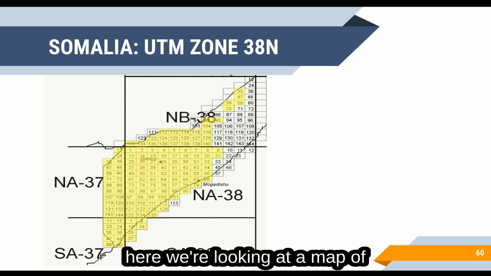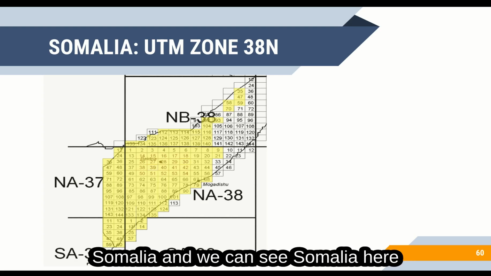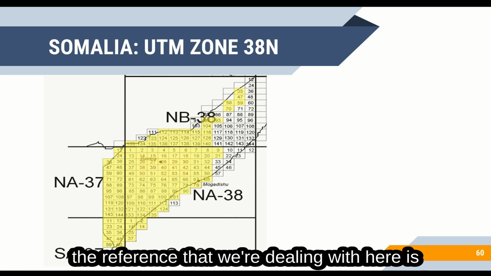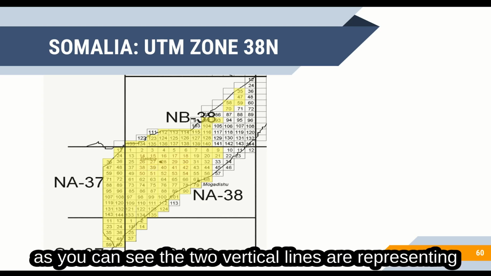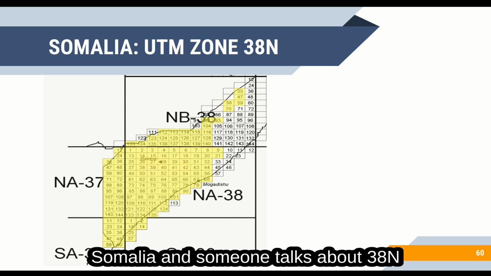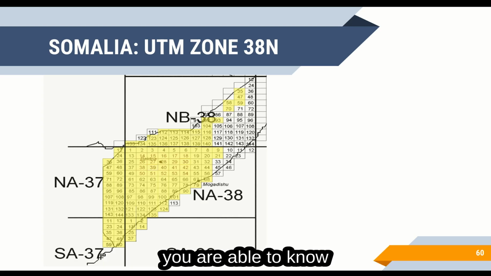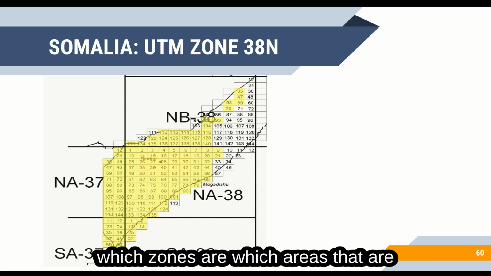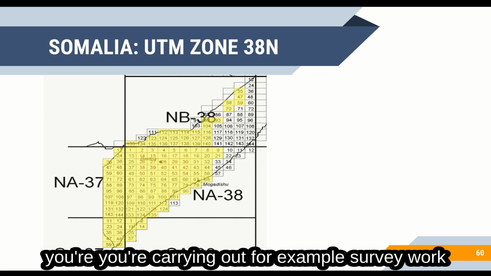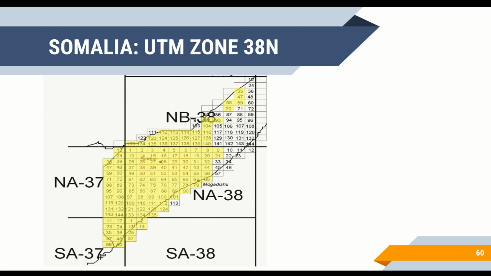Okay, so we give an example. Here we are looking at a map of Somalia, and we can see part of it, the lower side, falling on zone 38 north. The reference that we are dealing with here is specific because, as you can see, the 2 vertical lines are representing the zone. So whenever someone is in Somalia and talks about 38 north, you're able to know which areas are touched by that zone. And whenever you're carrying out your survey work, you always set your devices to that system and you can collect your data easily.